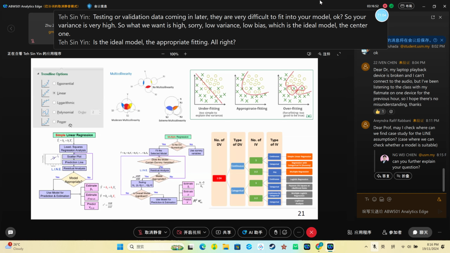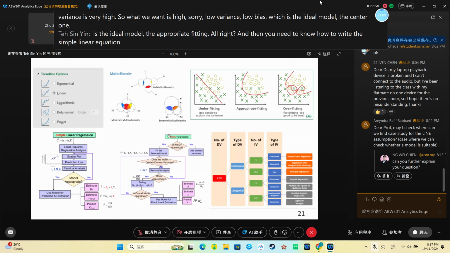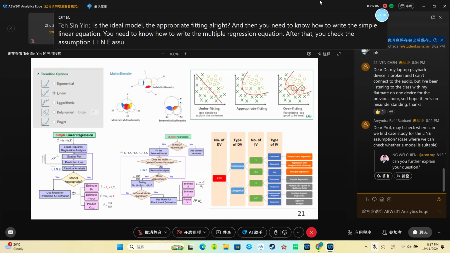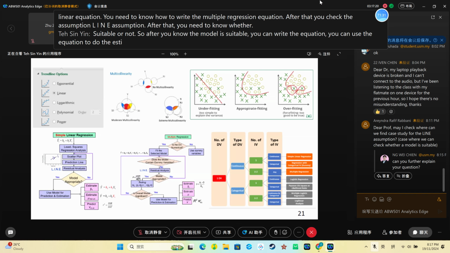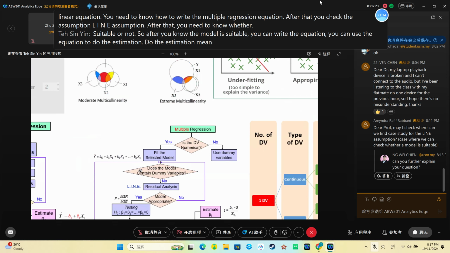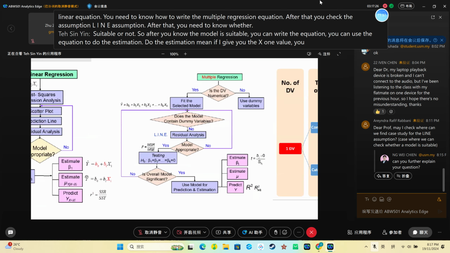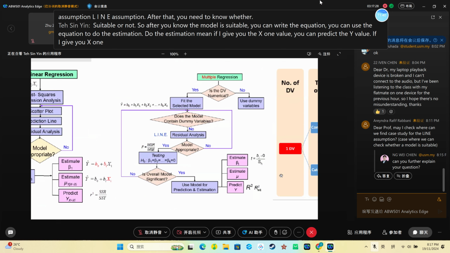All right. And then you need to know how to write the simple linear equation. You need to know how to write the multiple regression equation. After that, you check the assumptions, the LINE assumptions. After that, you need to know whether the model is suitable or not. After you know the model is suitable, you can write the equation and use it to do the estimation. Estimation means if I give you the X1 value, you can predict the Y value. If I give you X1, X2, X3, you can predict the Y value for multiple regression.